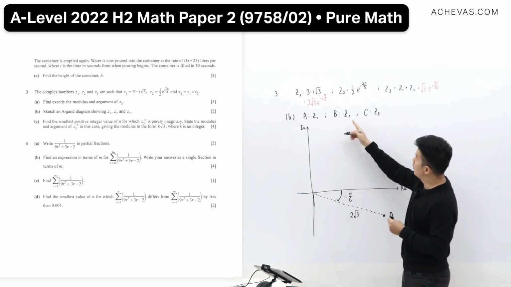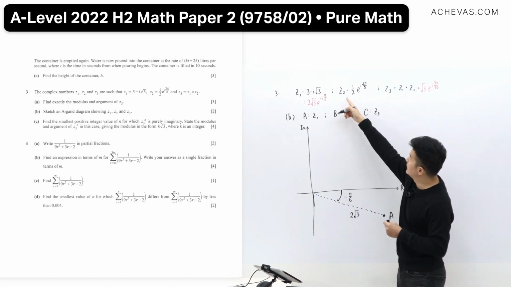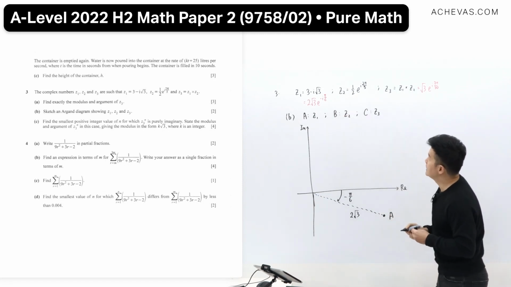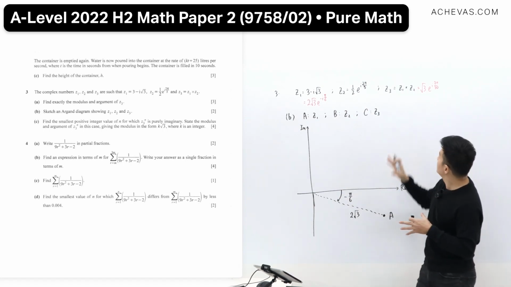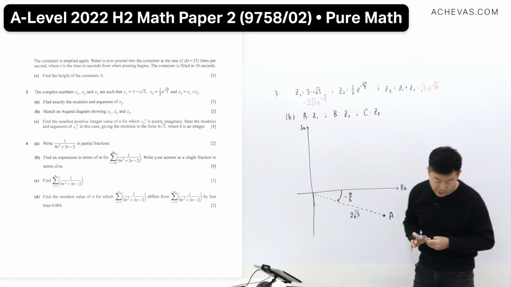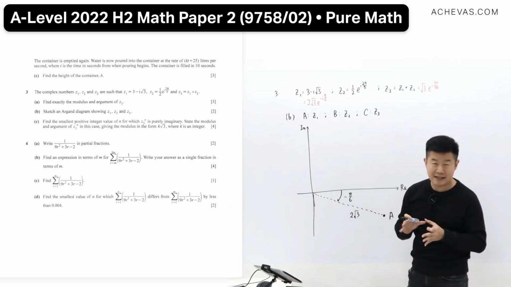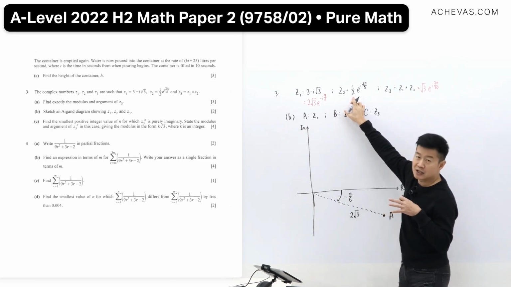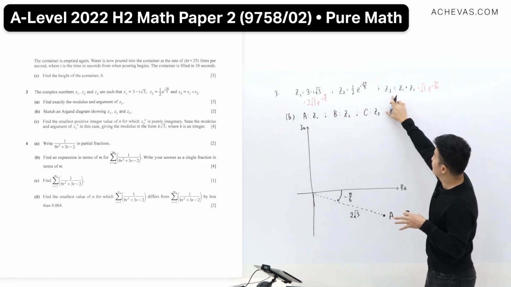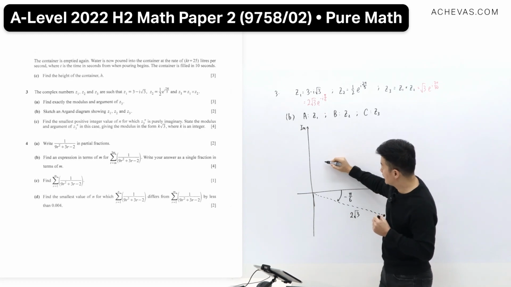As for point B, which will be representing Z2, the modulus is half, so the distance of it away from the origin is half. Half is 0.5. Square root of 3 is equal to 1.7 something. So the distance of this away from the origin will be smaller than the distance of this away from the origin. So let's take note of that.